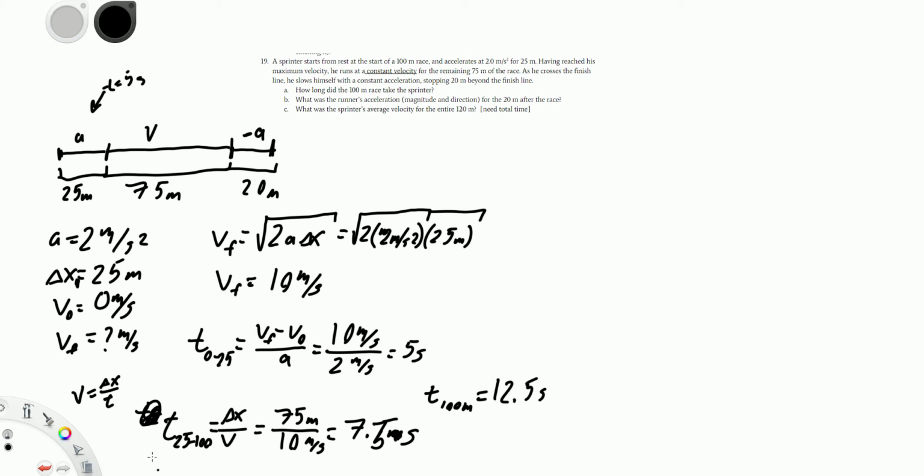All right, so that's part A. That was everything we had to do for part A. So what was the runner's acceleration for the 20 meters after the race? So now we're looking after the race. We're finding a, in meters per second squared.